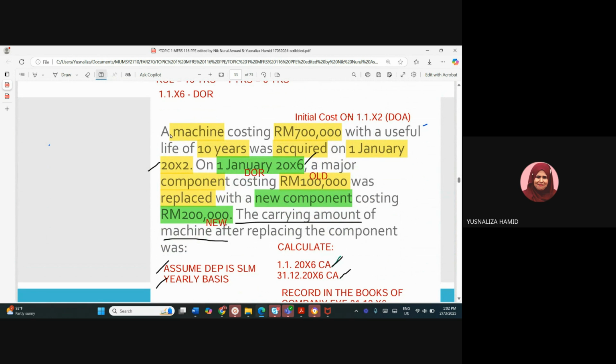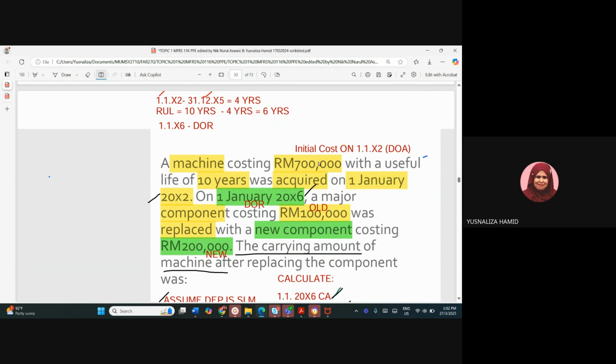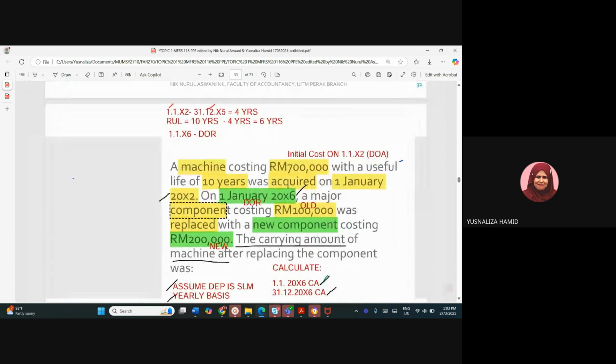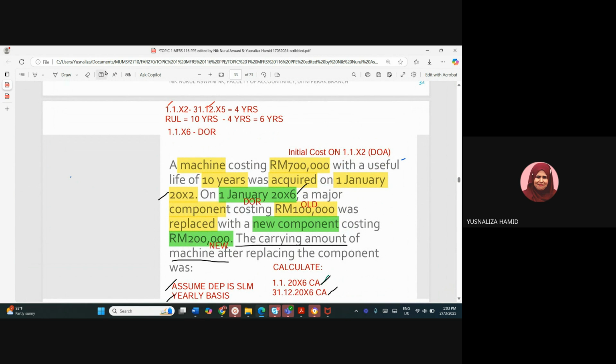So you have this machine. This machine costs 700,000. So this is the machine without any adjustment being made. So the machine 700,000 was purchased or acquired on 1st of January 20X2. So 20X2 is the date of purchase. We can label that, put that date of purchase, or maybe that is also known as date of acquisition. I just reduce the size a little bit. Okay, I put here DOP, date of purchase, or date of initial recognition.